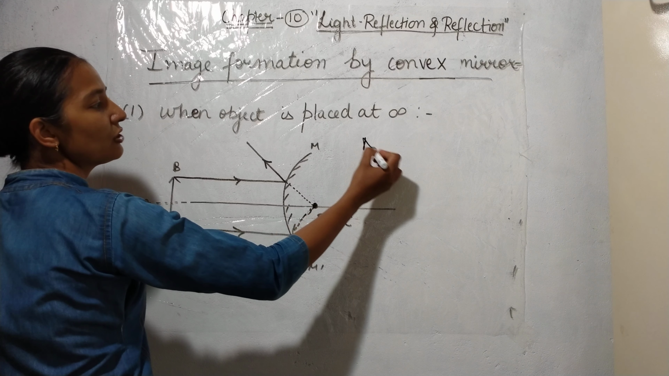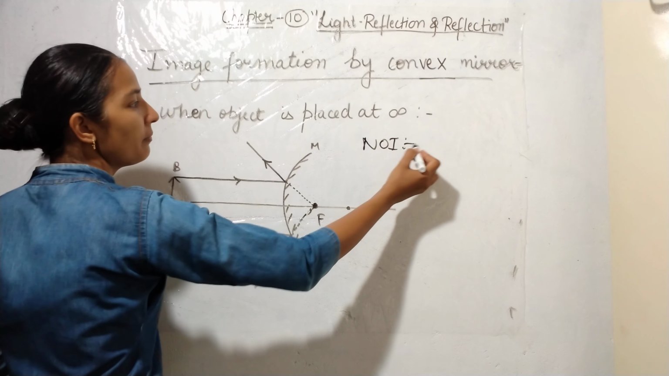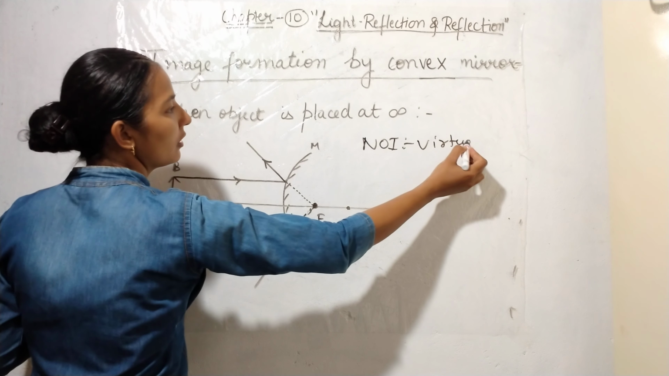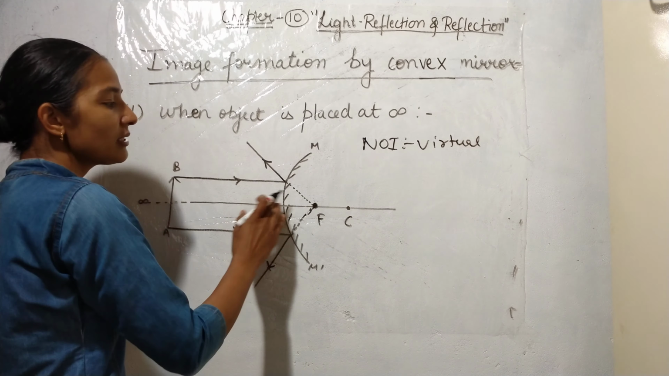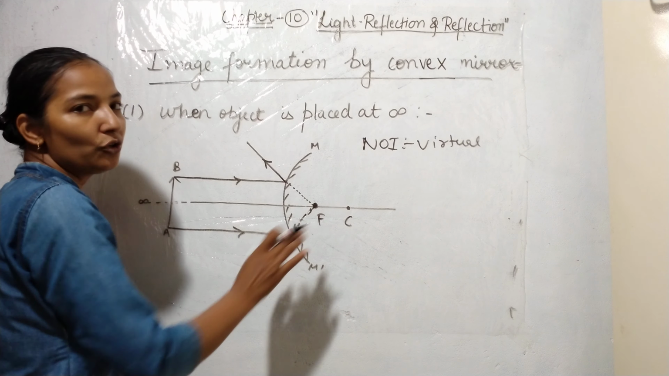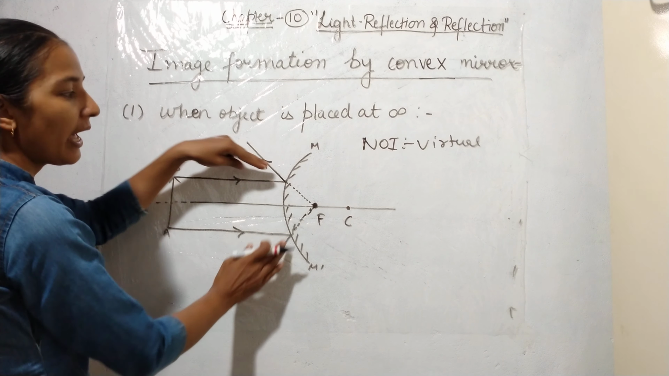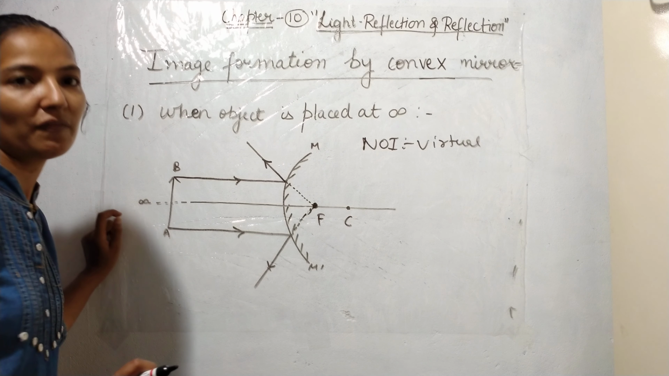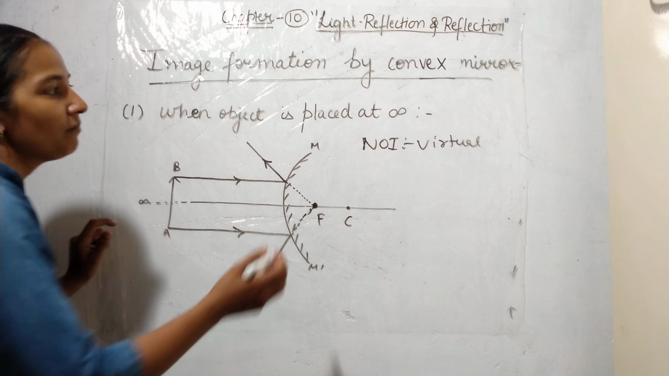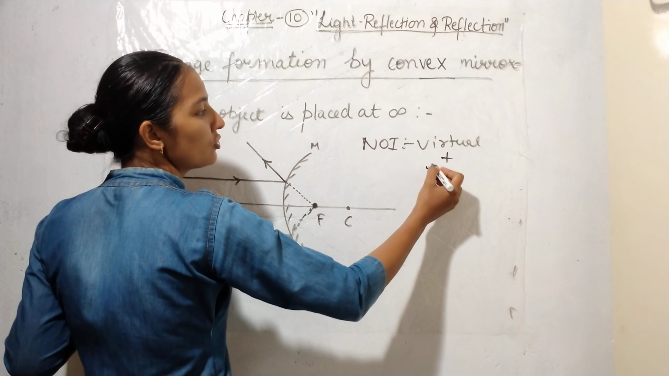So what will be the nature of the image? The nature of the image is virtual. Why virtual? Because it appears to form at the focus. The reflected rays are not actually meeting. They appear to meet because they are diverging. So we have extended the path of the reflected rays to get the image. So the image formed is virtual and erect.